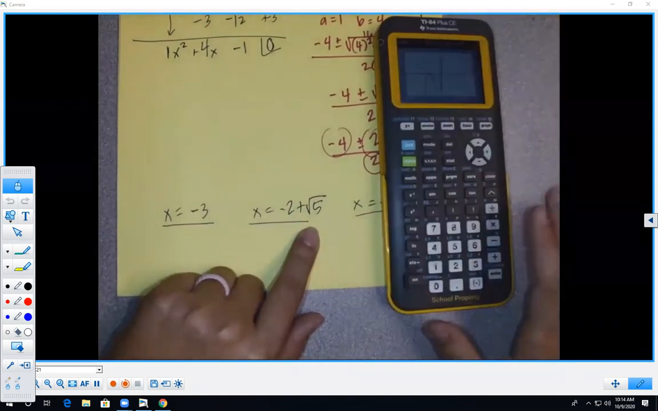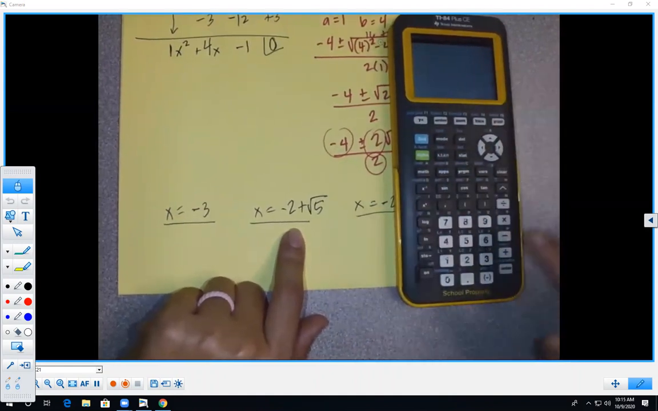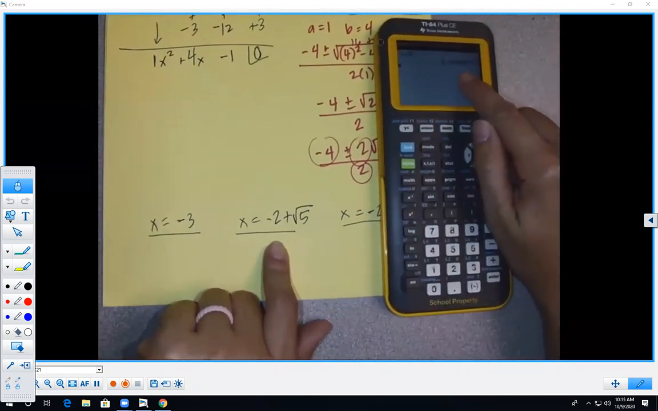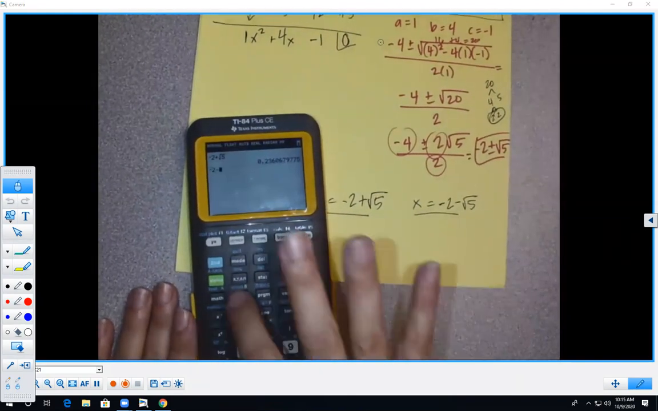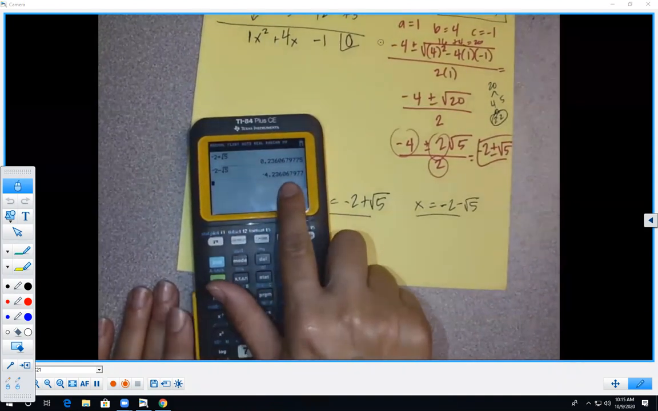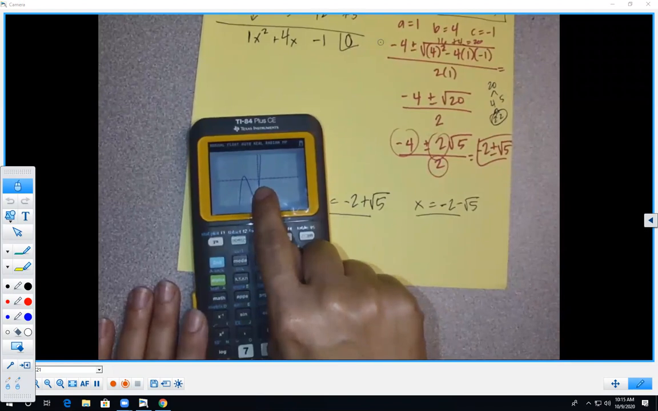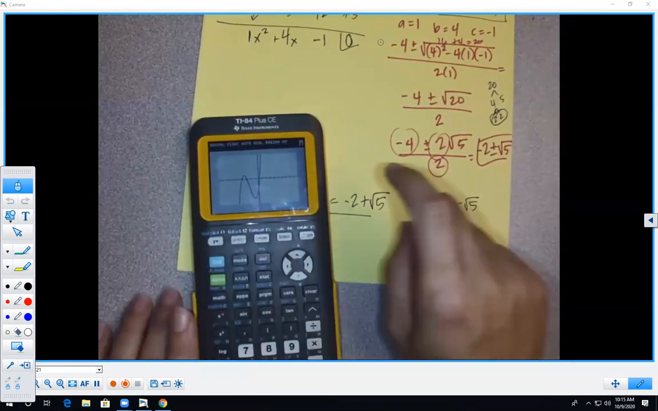Because if you, let's see, negative 2 plus the square root of 5 is 0.236. Sorry, you can't see that very well. And negative 2 minus the square root of 5 is negative 4.236. And you can see that on your graph. You just don't know what those decimals are. That's the negative 4.236 and that's the 0.236. Okay.